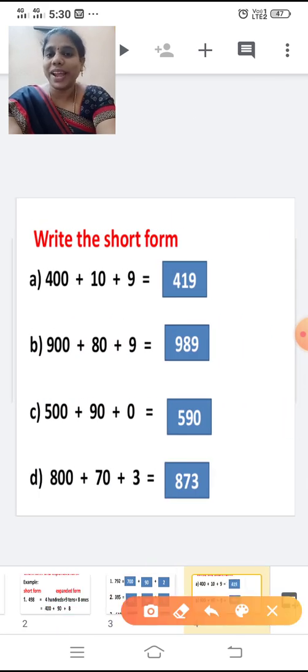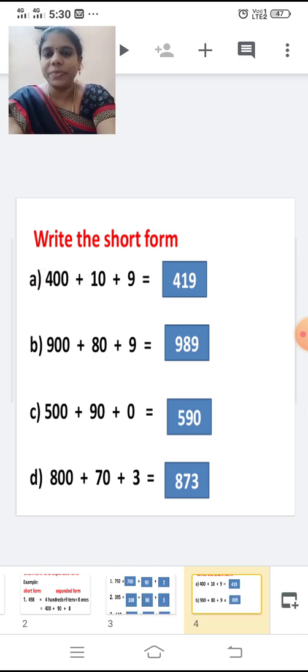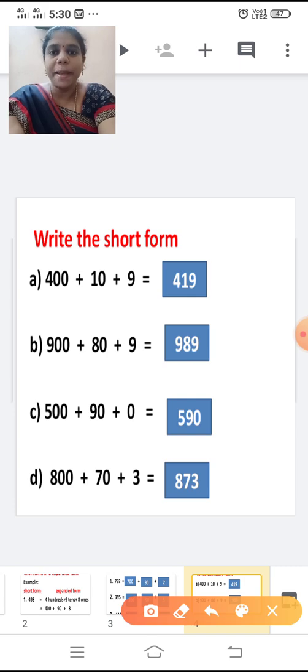Next, write the short form. It has been given in the expanded form. We are going to write that in the short form. See, if you take this number, you are going to write the face value of the digit. What is the face value? For 400 it is 4, for 10 it is 1, and for 9 it is 9. Shall we write? The first one, 400 plus 10 plus 9. Shall we write this in the short form? Yes.